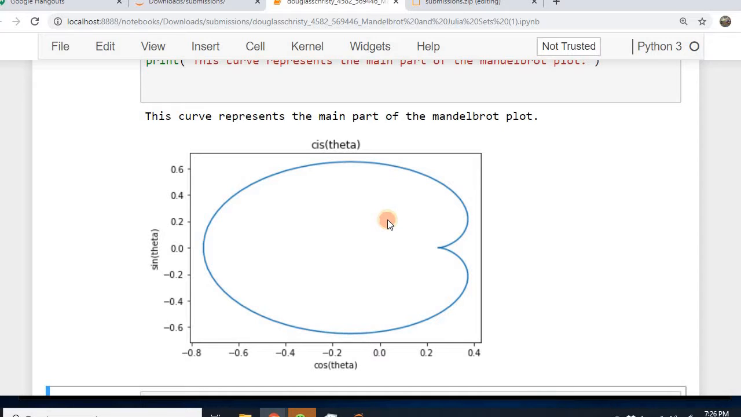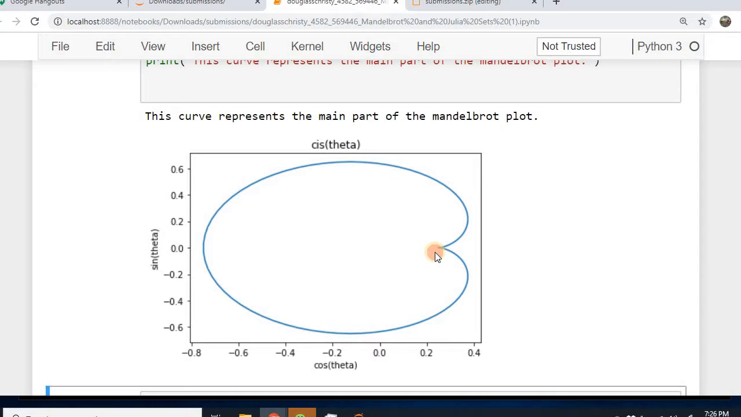Any point with a stable fixed point is in the Mandelbrot set because it won't go out to infinity. That's the whole thing. The Mandelbrot set is all the points that don't go out to infinity. So the question is, these are the only points with stable fixed points. What about all those other black areas in the Mandelbrot set? What's going on with those?